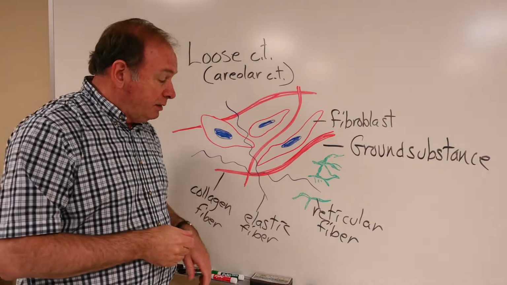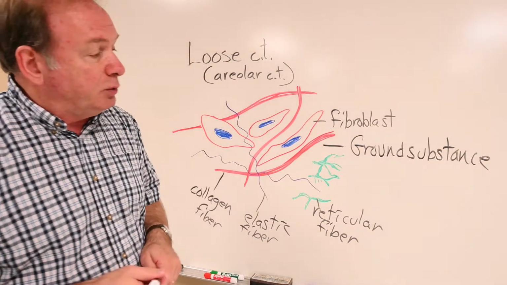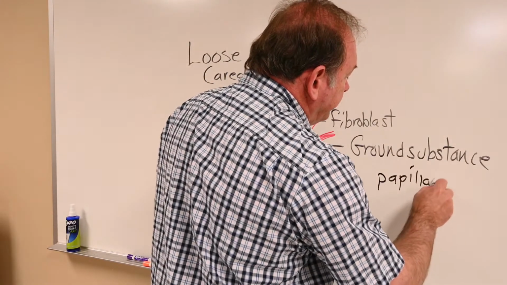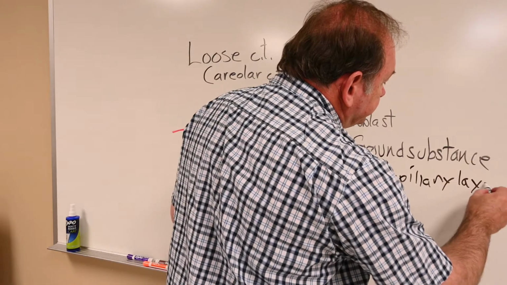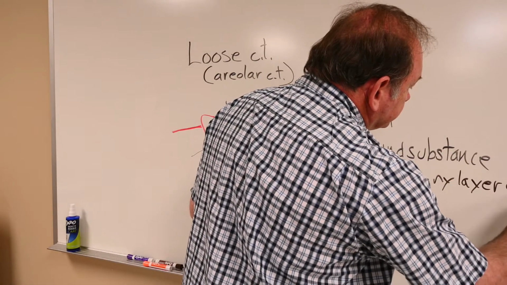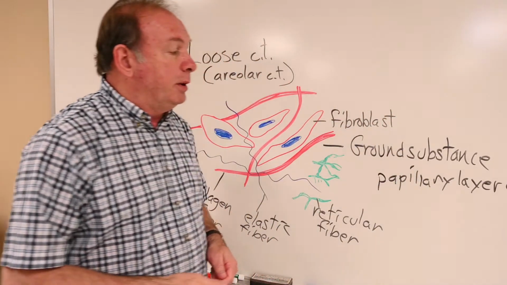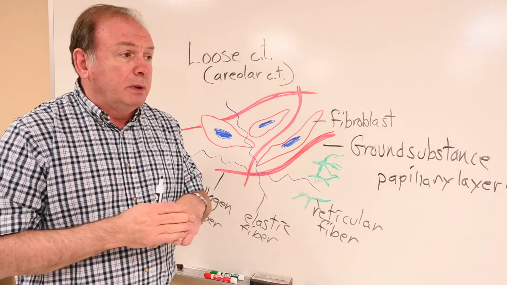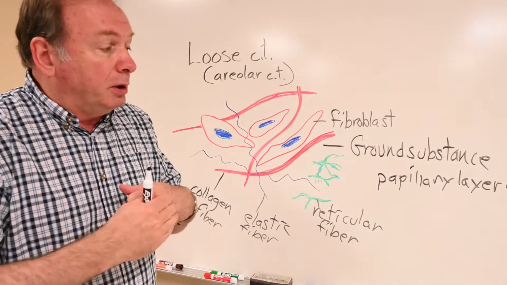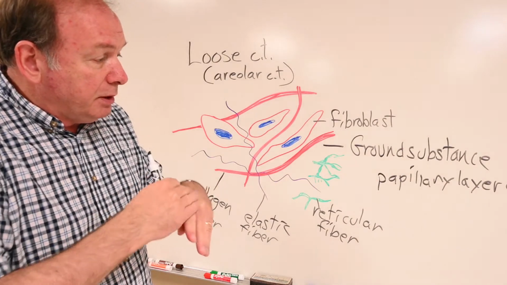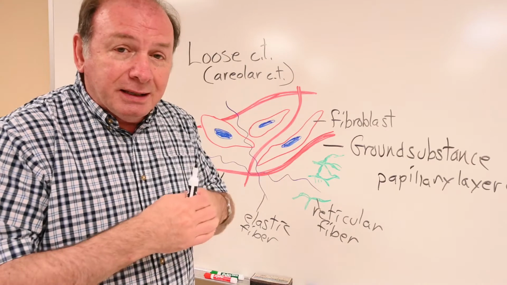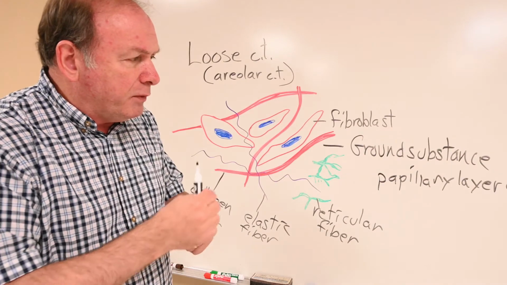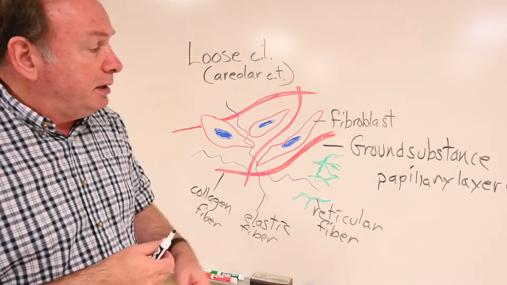So this is found immediately underneath the epidermis. It's what's called the papillary layer of the dermis. Immediately underneath the epithelial layer, the epidermal layer, just beneath the epidermis, you'll find part of the dermis that is loose connective tissue. It's a fairly thin zone in there before you get to the deeper dermis, which is going to be dense irregular connective tissue.